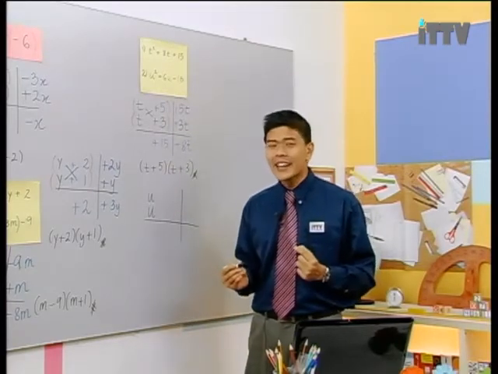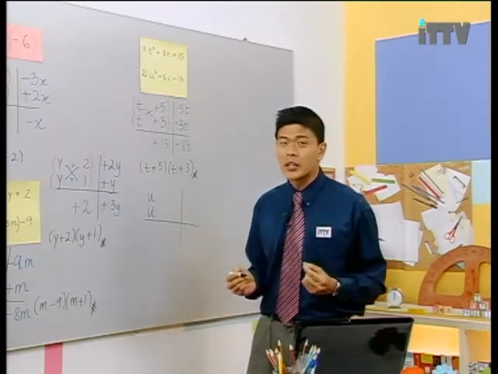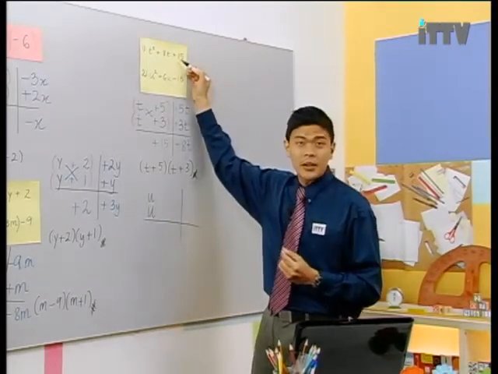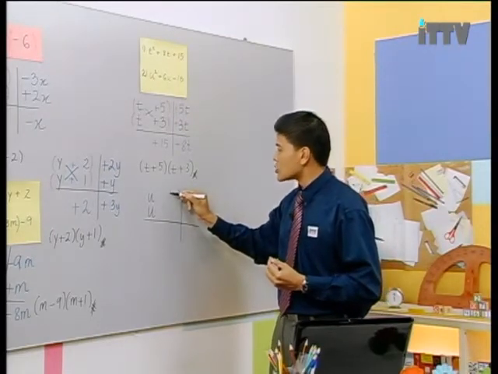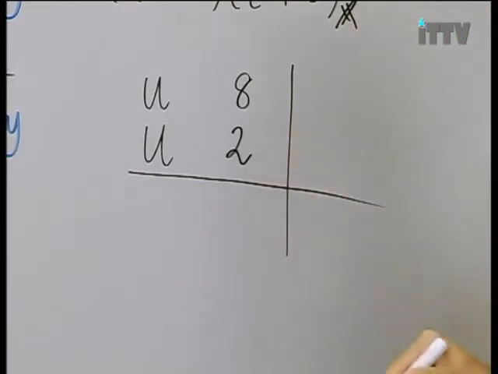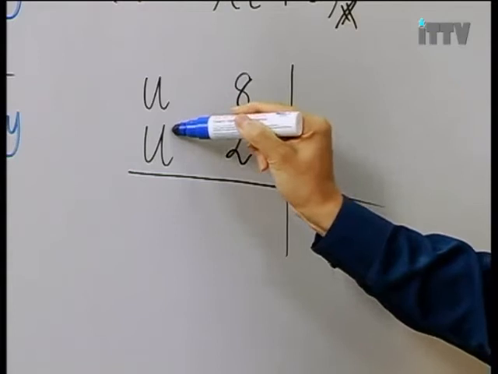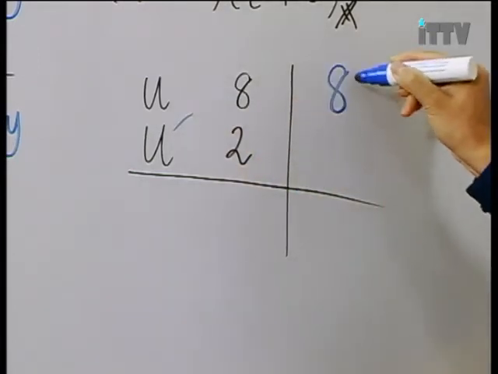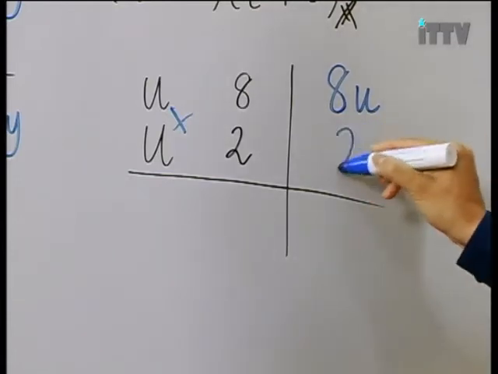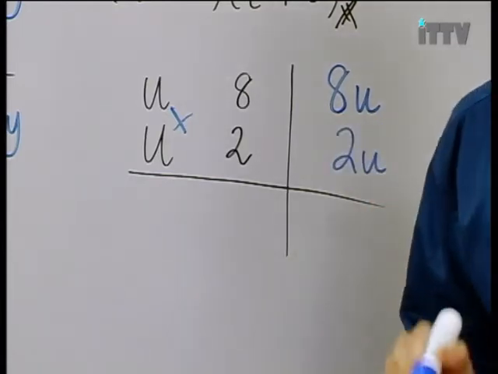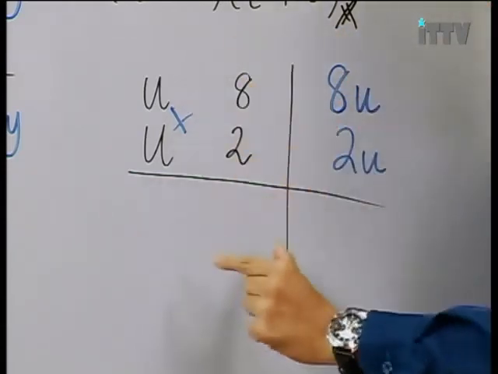So if you can't get it the first time, don't worry and don't panic, all right? Try another combination, especially for the term here. So in order to get 16, we use 8 by 2. And then the cross method: u multiplied by 8 gives you 8u, and u multiplied by 2 gives you 2u, and then the sign comes in now by checking the sum in this part and the product.